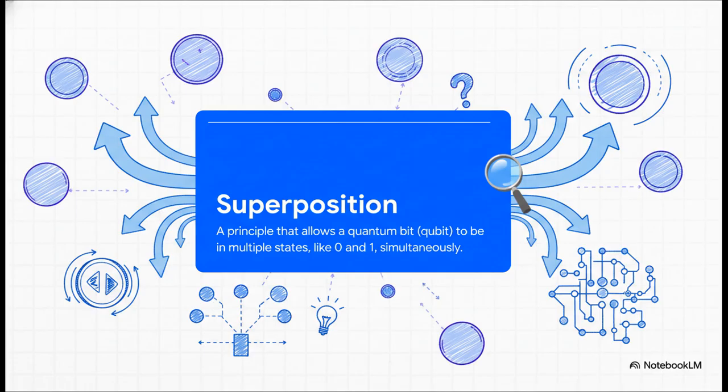And this mind-bending ability to exist in multiple states at once has a name. It's called superposition, and it is the absolute secret sauce that gives quantum computers their unbelievable potential. Instead of being forced to choose just one path, a qubit can explore tons of possibilities all at once.